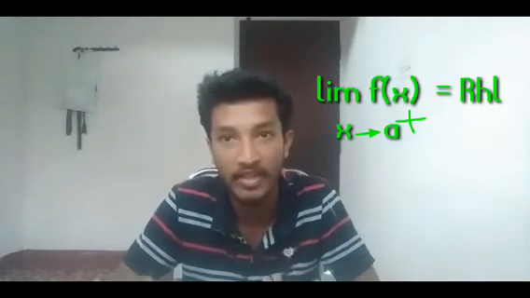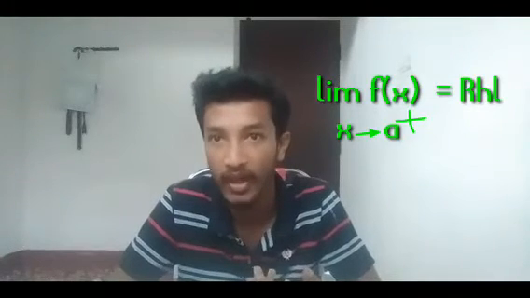And right hand limits. Right hand limit means the function f of x as x tends to a. If x tends to a from the right side, then it is called the right hand limit, denoted by limit of f of x as x tends to a plus which is equal to L. If LHL and RHL exist and are equal to a common value, then it is called the limit of the function.